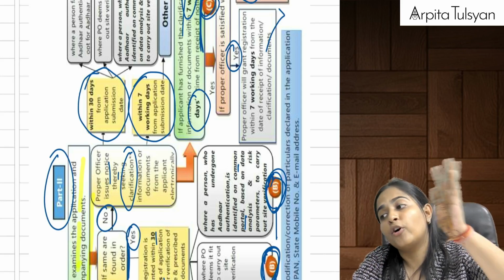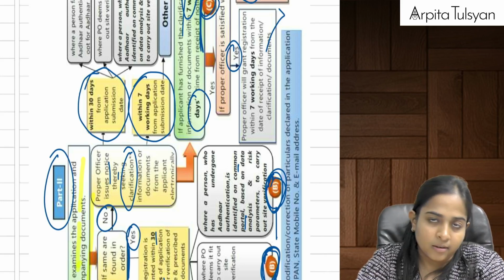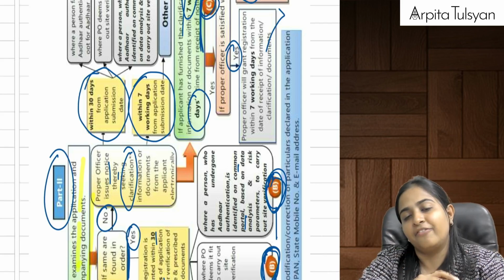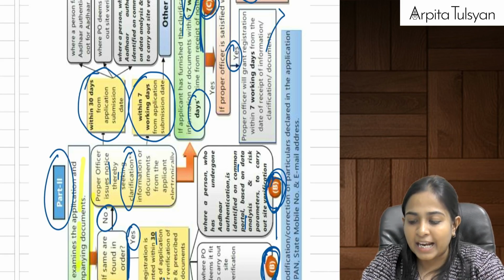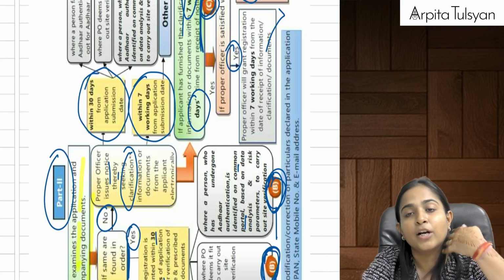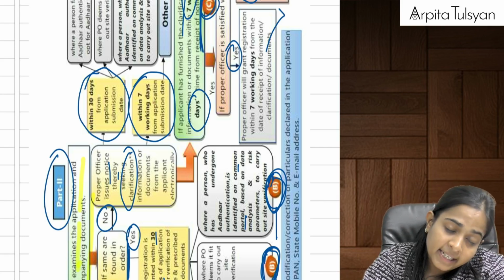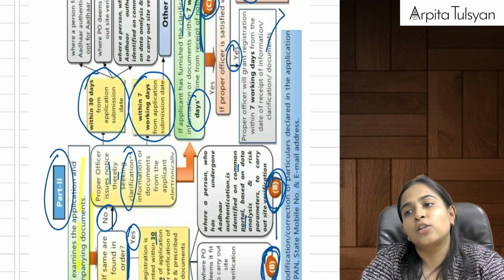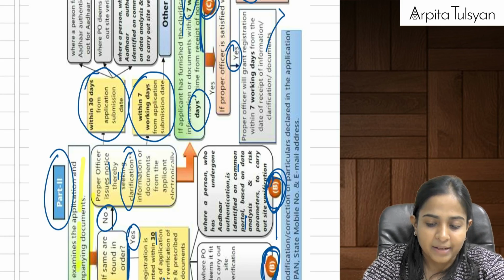What if the documents are not at all proper? Then the proper officer will issue you a notice asking for clarifications, information, documents, etc. from you. Suppose if site verification was required, then the proper officer will ask you within a time period of 30 days from submission of application. If Aadhaar authentication was done, then it will ask you the information within a time period of 7 days from the date of submission of the application form.